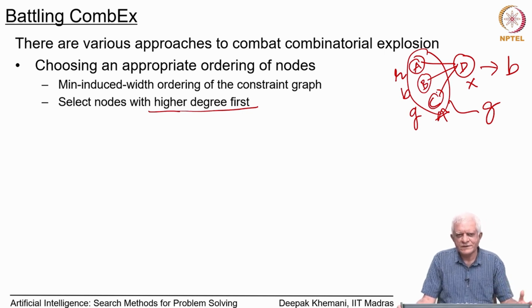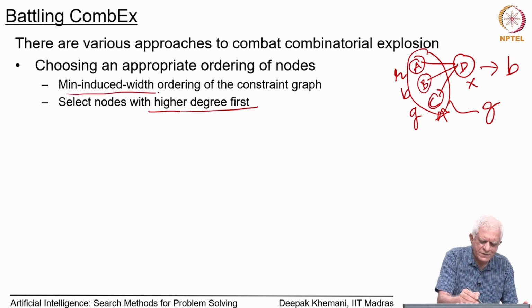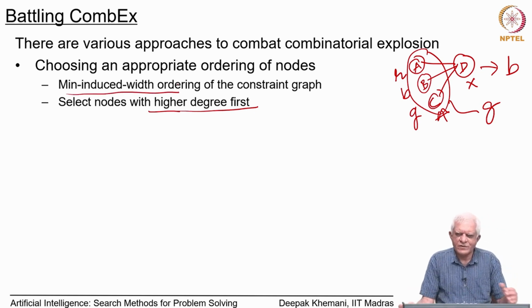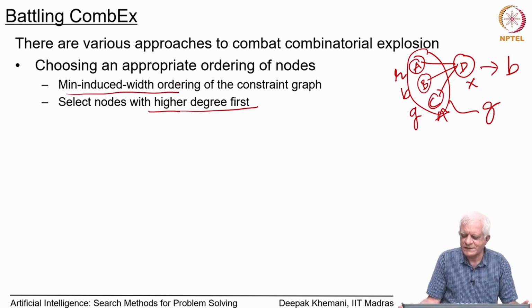So, the whole effort is to try and reduce the amount of backtracking that a search algorithm does, and one way to do that is to find an ordering of nodes, so that the higher degree nodes come first. There are standard graph algorithms, like min induced width ordering, which we will not go into the details of, but the general idea is that higher degree nodes should be tried first essentially. So, that is choosing an appropriate ordering of the nodes.